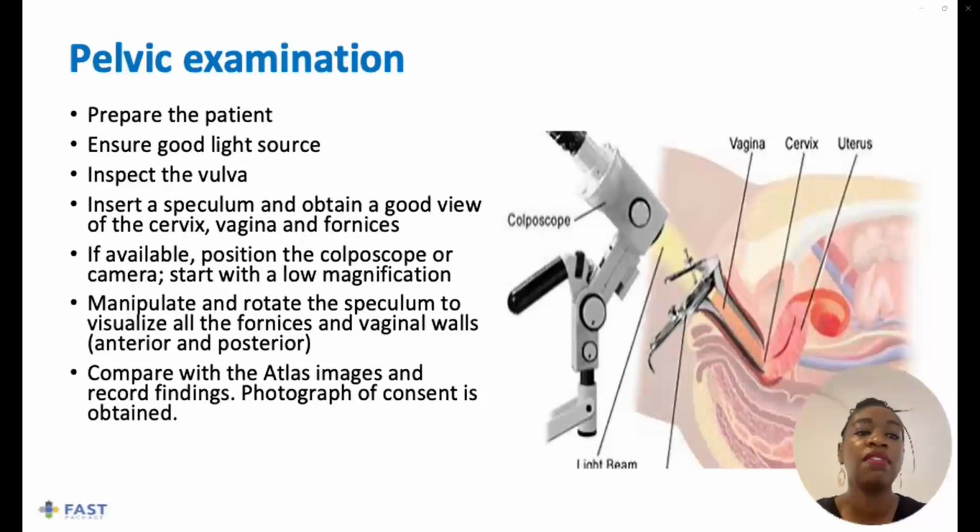Okay, if available, position the colposcope or camera and start with low magnification. Then manipulate the speculum to visualize all the fornices and vaginal walls. Once you have that, remember you are looking for the 3 distinct features, and you need to compare with the WHO Pocket Atlas.